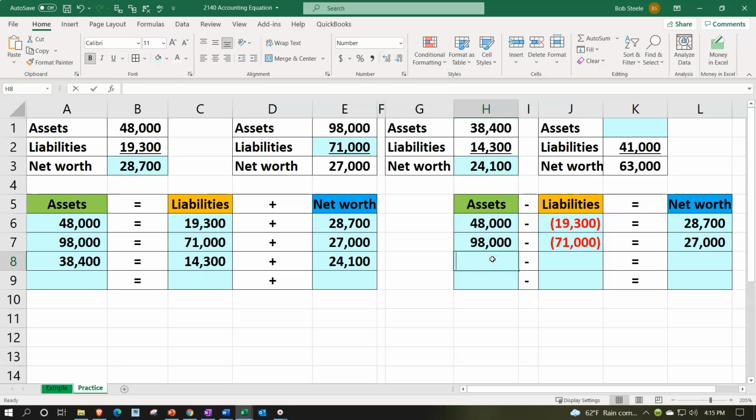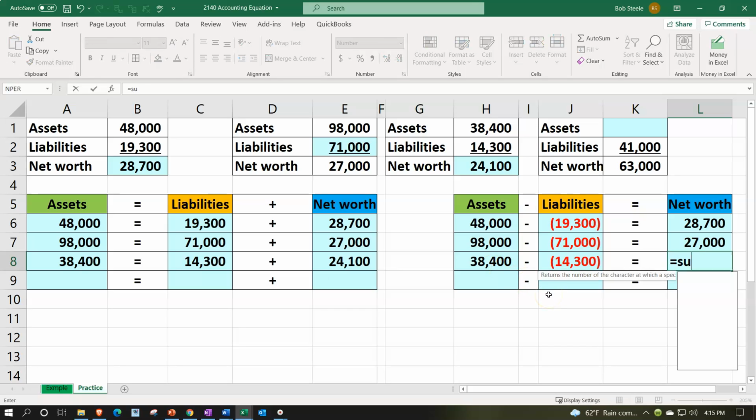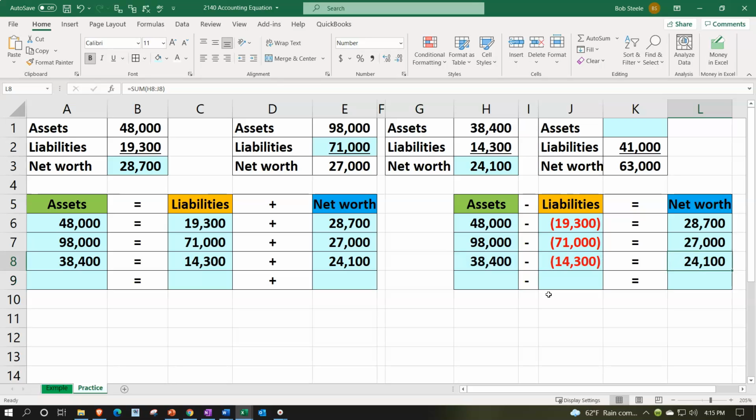I might see it this way. I might say, what if I want to plug it in algebraically, horizontally, 38,400, and then I'll make this a negative 14,300. And I'm going to sum these up, which will subtract them because I put a negative number there, equals the SUM of those two. Gives us the 24,100. If I select these two, yes, indeed, it gives us the 24,100.